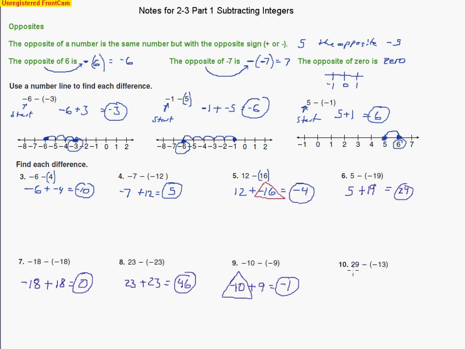So you always start at the first number, whatever number that is. I'm starting at 29, and then I've got the opposite of negative 13. The opposite of negative 13 is positive 13. So when I add those two numbers together, I get 42. And that is our answer.